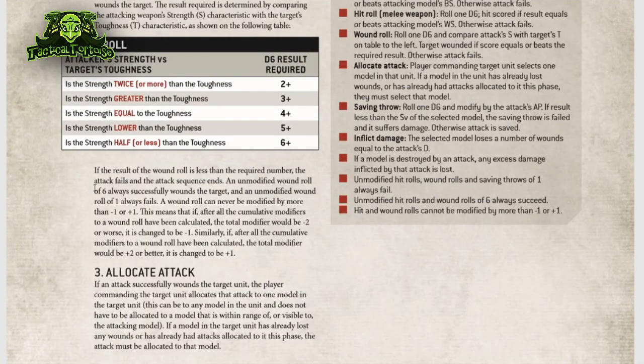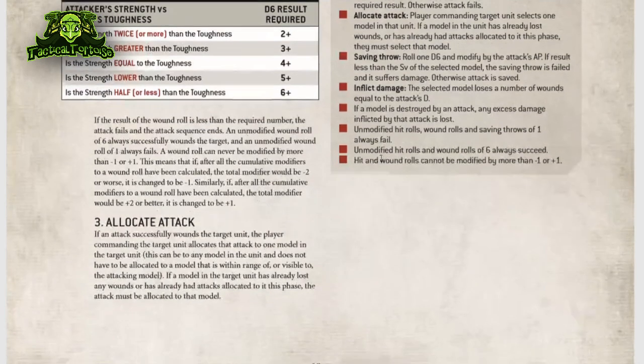Now, in addition to unmodified rolls of 1 to hit or wound automatically failing, which they have back in 8th ed, now unmodified rolls of 6 always wound or hit. There were some situations in which you could make it impossible to hit or wound something using dice modifiers in 8th edition, but now those 6s will always be going through, so that's just a rule in the core rulebook.